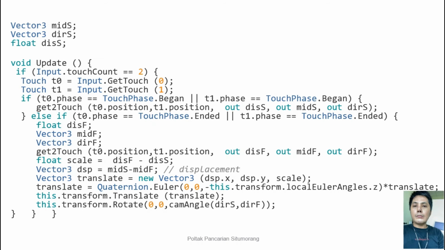However, we need to account for the fact that the world might be upside down. As such, we note the current angle the camera is rotated to. We then rotate the translation vector in the opposite direction around the z-axis using Quaternion.Euler. Finally, we rotate the camera. The angle is formed between the vector formed by the starting finger position, dirS, and the vector formed by the final finger position, dirF.